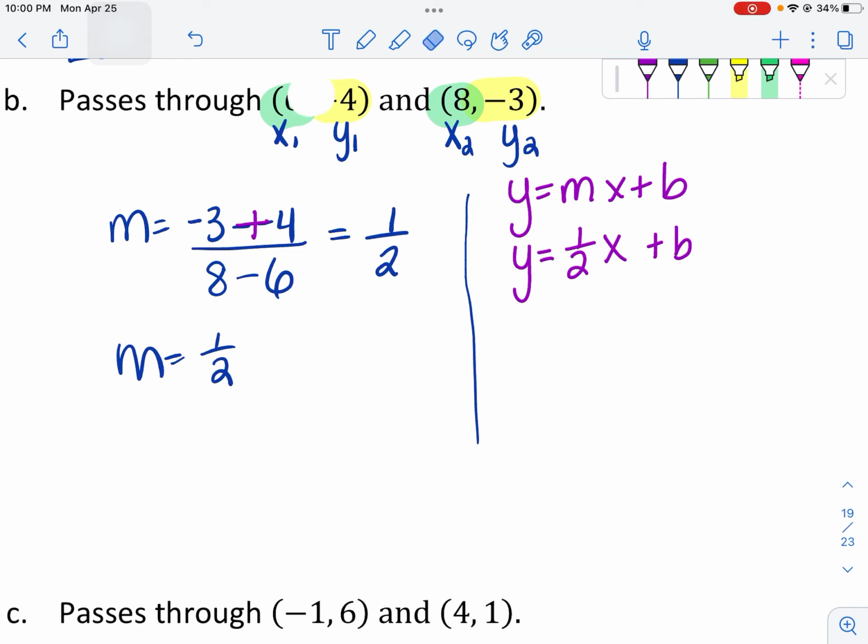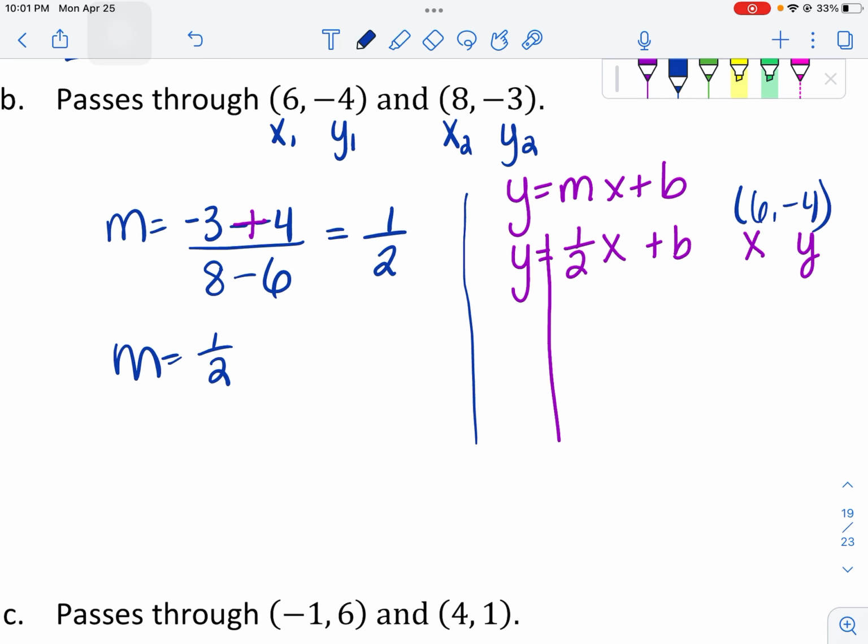And then I'm going to pick one of my points. And you can pick either one. You can use this one or this one. It does not matter. I'm just going to pick the first one. So I'm going to pick the point 6, negative 4. What matters is that you remember that the first one is x and the second one is y. So when you plug in, you're plugging in the negative 4 for y. So negative 4 equals. And then we have 1/2 times x. So it'll be 1/2 times 6 plus b.